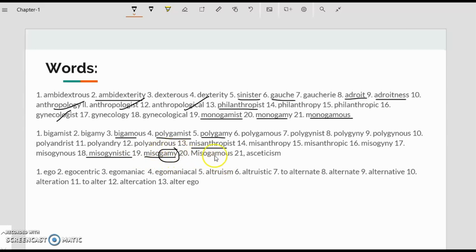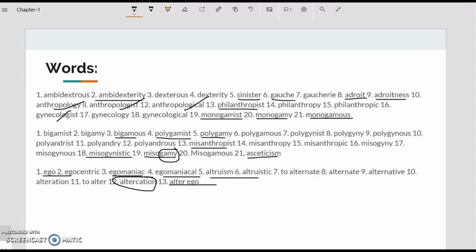Gamy indicates marriage. Asceticism, asceticism means monk, which is derived from ascetic. Ego, ego means I, self. Egomaniac, egomaniacal. Altruism. Alter means other. Alternate. Alternative. Altercation is one more important word, which is a verbal dispute with another person. Alter ego means another I.